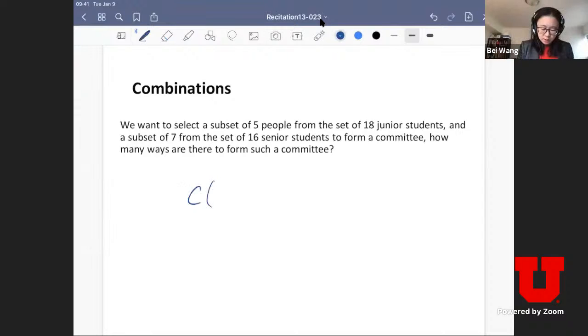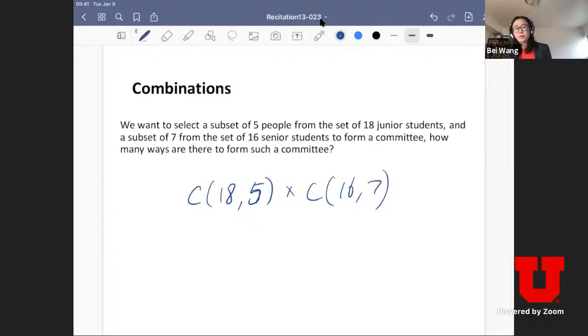Okay, so choose 5 out of 18. That's how many ways I can choose 5 people from the junior students, times how many ways I choose 7 from 16 from the senior students. And it's multiplication again, because I have a 2-step process. I'm multiplying the possibilities for every step, and that's it. Okay. So again, if this is an exam, this will be a good enough solution. I would not ask you to expand the formula further. Okay.